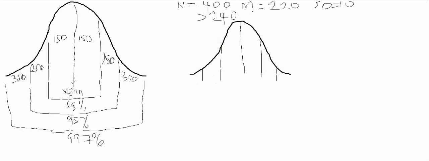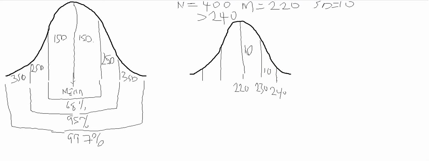Now we know that one standard deviation is 10, so that means this is 10. If the mean is 220 and this is 10, that means this is 230. And that means this is 240, because it's all one standard deviation. This is 10 as well. One standard deviation is 10.